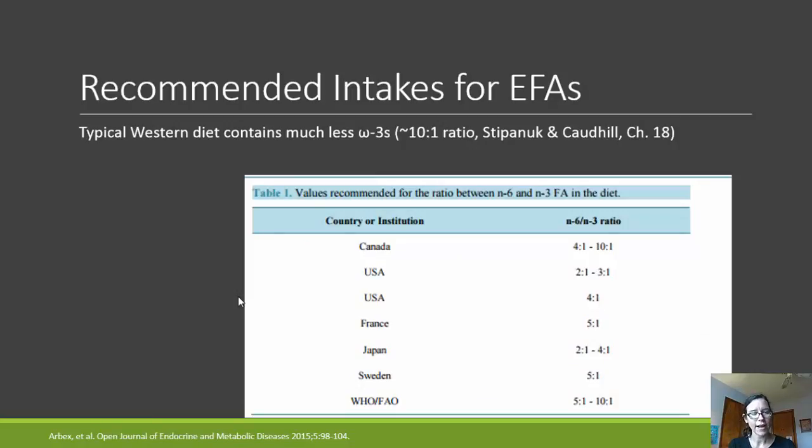Okay, and here are the recommended intakes of essential fatty acids according to different countries' recommendations. This is from a review article from last year. Let me back up a little bit. All of these are recommendations for the ratio of omega-6s to omega-3s that we should get in our diet. And we're going to see why this ratio is important in detail.